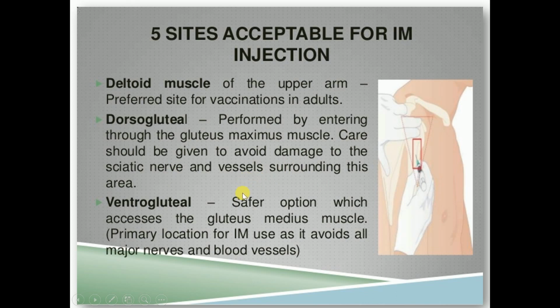So the safer and preferred site is the ventrogluteal region, the outer quadrant of the gluteal region, which accesses the gluteus medius and minimus muscle. It is a primary location for intramuscular use as it avoids all the major nerves and blood vessels.